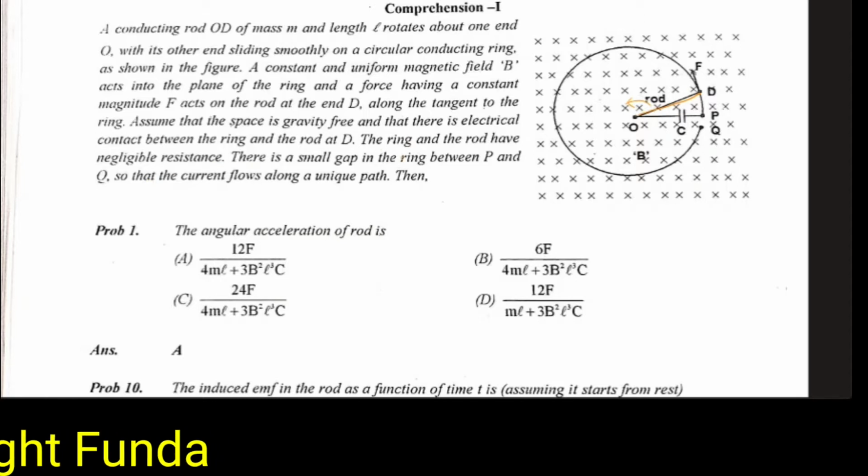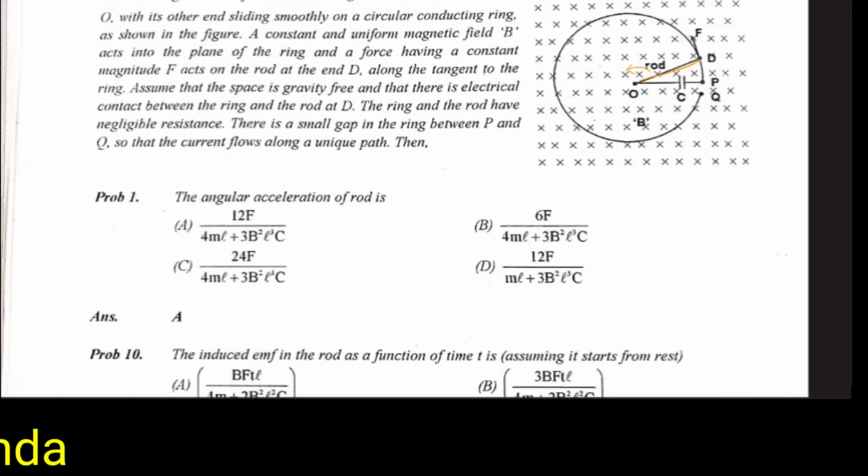There is a small gap in the ring between P and Q so that the current flows along a unique path. Okay. And the question is asking: find the angular acceleration of the rod. And the second question is: find the induced EMF in the rod as a function of time. Two questions have been asked.